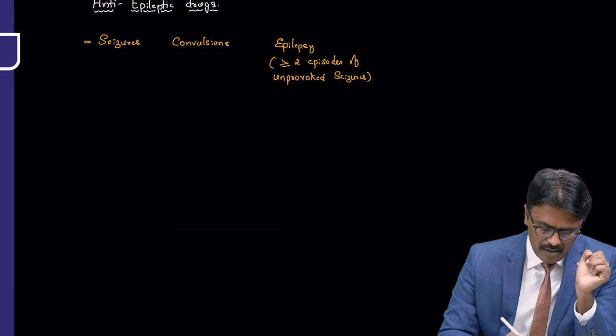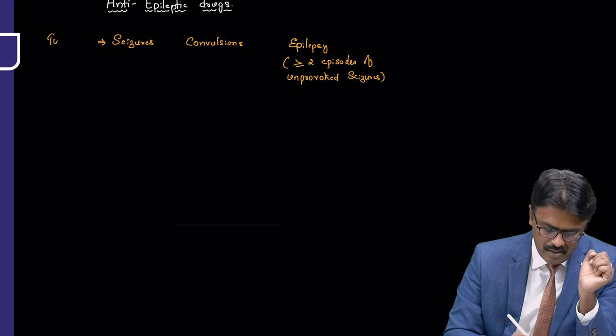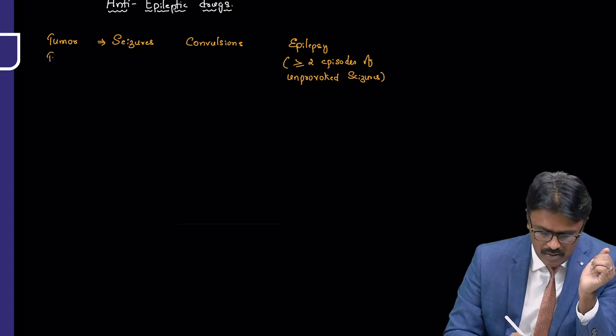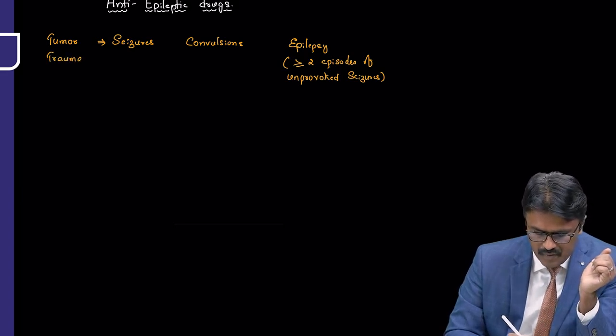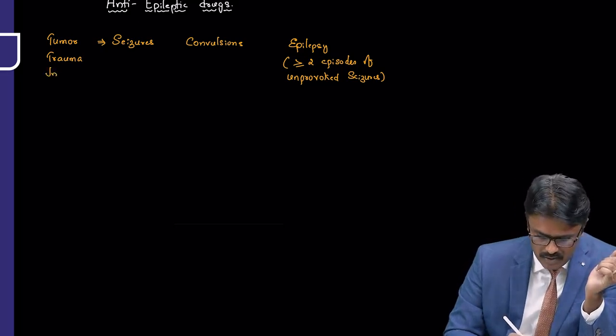But many a time we use these terms interchangeably. Now what is the triggering factor for seizures? The triggering factor may be due to a tumor. The patient would have sustained a head trauma. Or there may be a CNS infection like meningitis. They can also cause seizure.